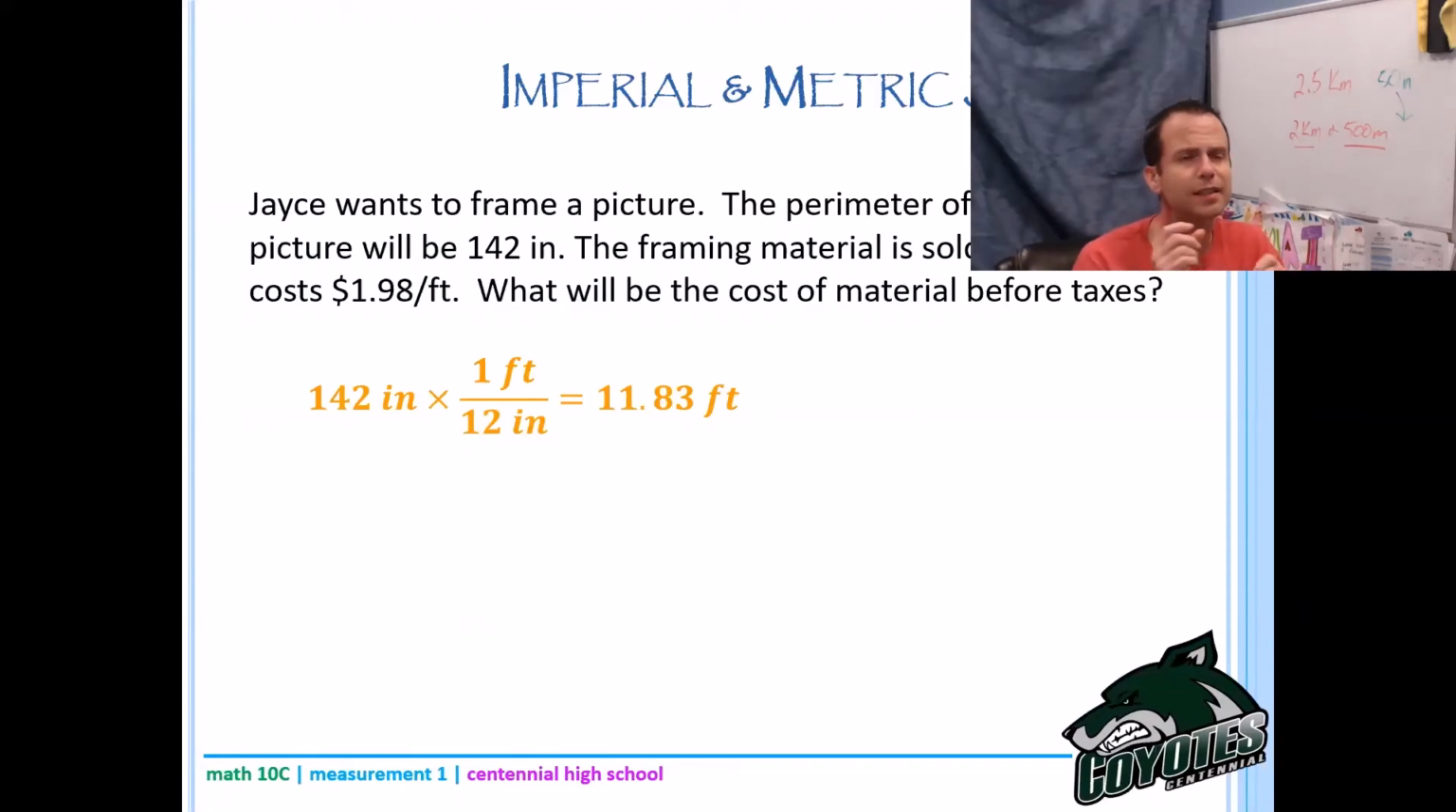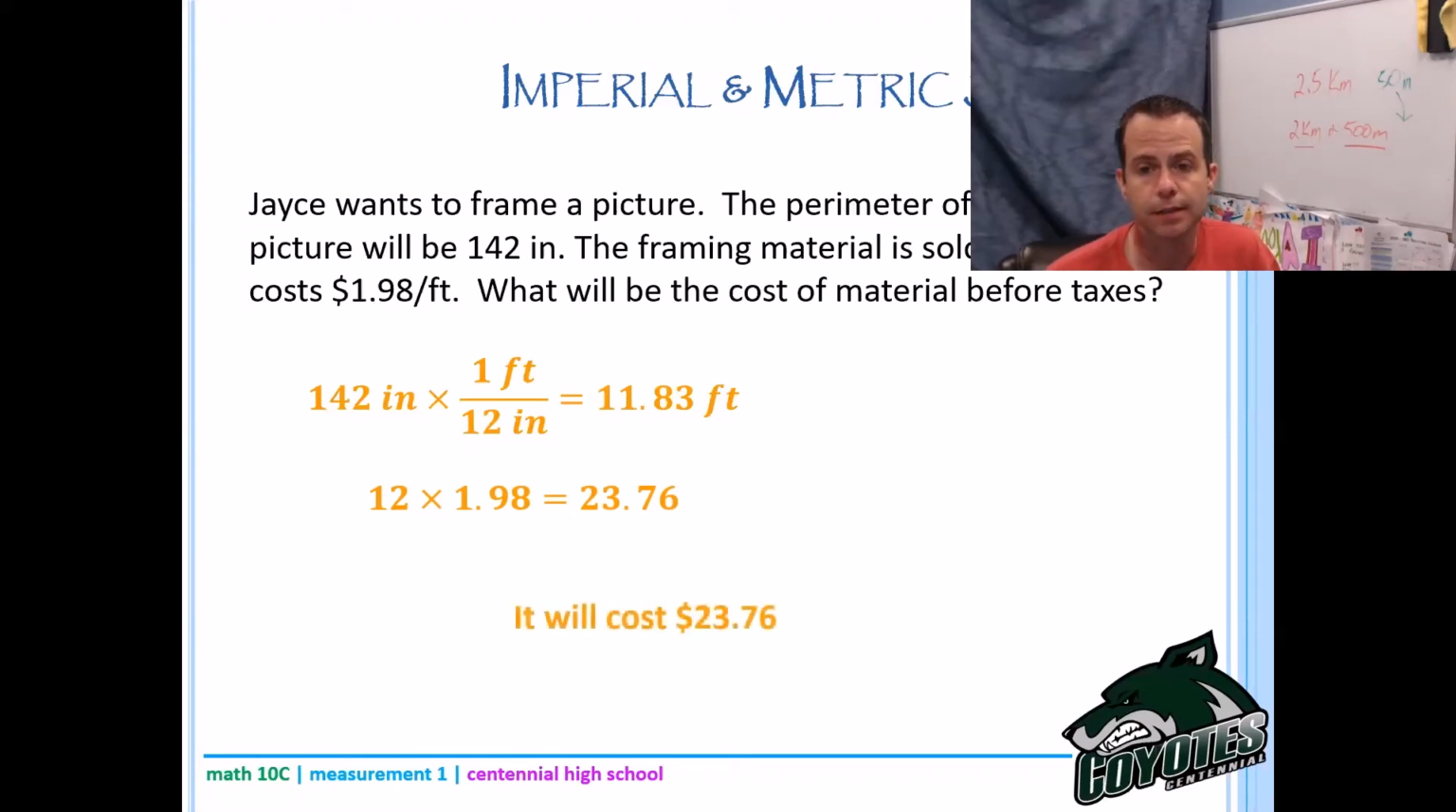Okay, this is a super important point because it's what I would call contextual rounding. Even if this answer was 11.2, don't you dare round that down to 11, because if you only buy 11 feet, you don't have enough. You're missing 0.2 of a foot, right? So when you're buying material and stuff, you always have to round up to whatever that next number would be. So 11.83, I need 12 feet. And then I know that every foot is $1.98, so I multiply that together, and that gives me $23.76. So it will cost $23.76 to frame that picture.